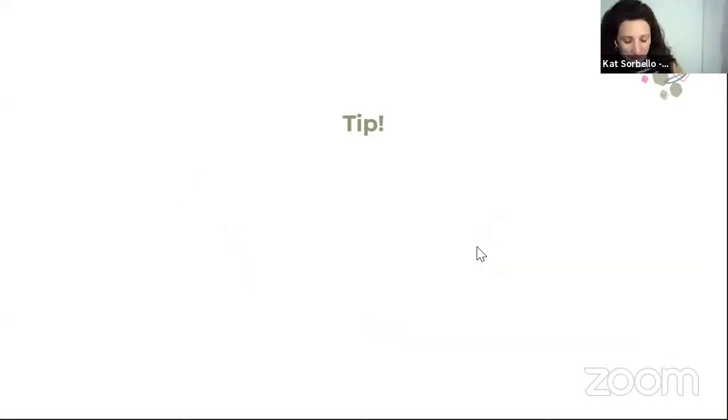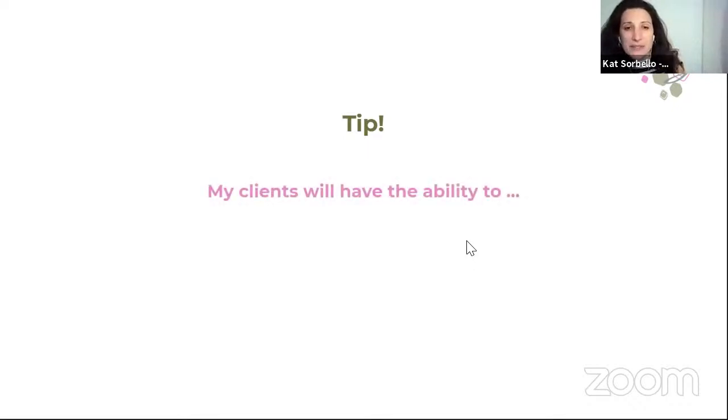So here's a tip for you. If you think, oh, I need to add a verb to the beginning and I need to say why, and Kat told me to do this, and it's just so overwhelming, all you simply need to do is ask yourself this: my clients will have the ability to. There's no way that you can continue that sentence without a verb.